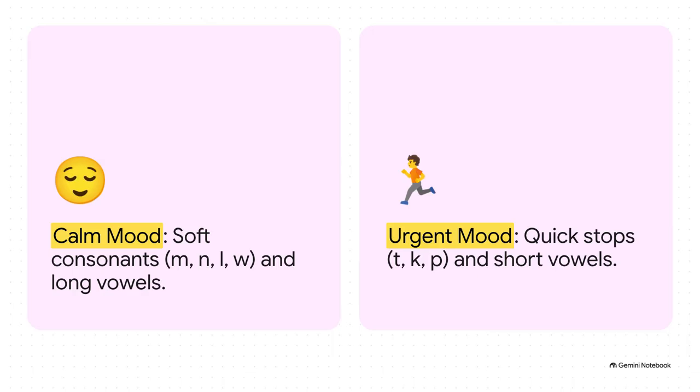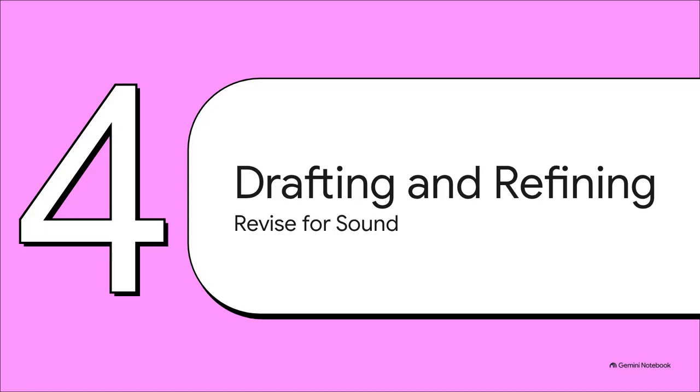Smooth, lingering, gentle. But on the flip side, if you want an urgent mood, you completely change your palette. You use short, clipped vowels and sharp, quick consonants like T, K, and P. It becomes fast, sharp, punchy. See the difference there? Your voice physically has to change to even read them. Moving into Section 4, drafting and refining sound.